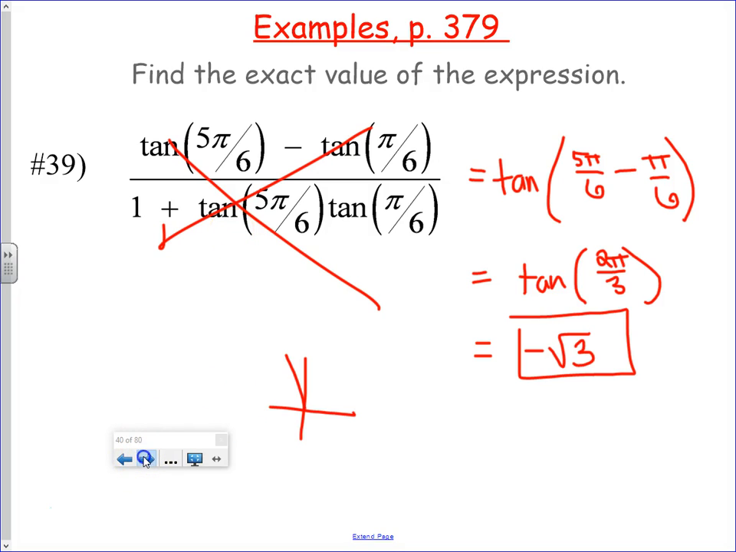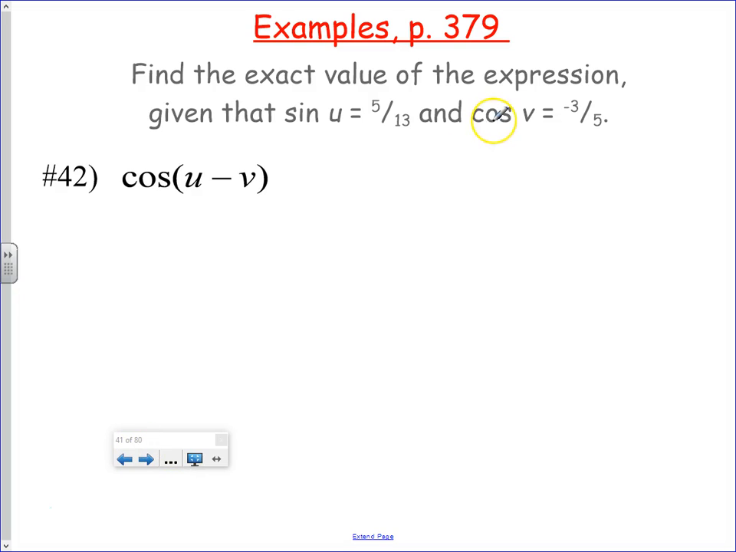Another application. They give you the numbers to plug into the formula. You don't even have to do the angles or use the unit circle. You just have to plug and chug. Cosine: co stays together, cosine u times cosine v. Sines do what? Change. There you go, sine u, sine v.